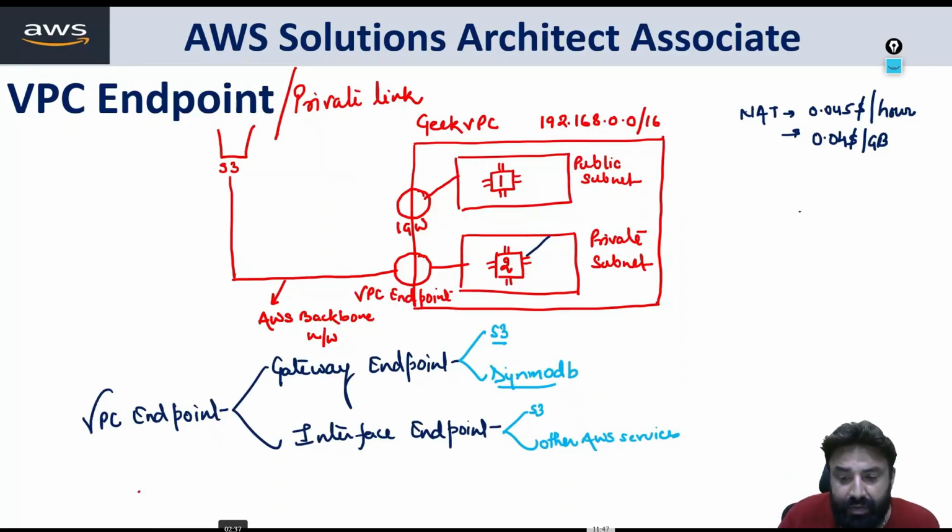So there are many AWS services. Along with S3, it also supports other AWS services. So now S3 is supported by both the gateway endpoint and interface endpoint. Now let's have one more difference.